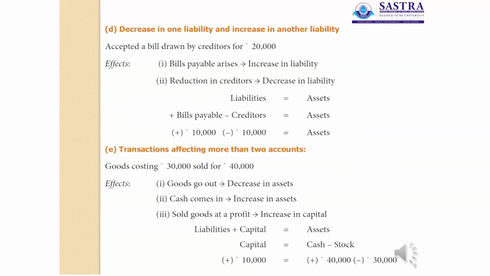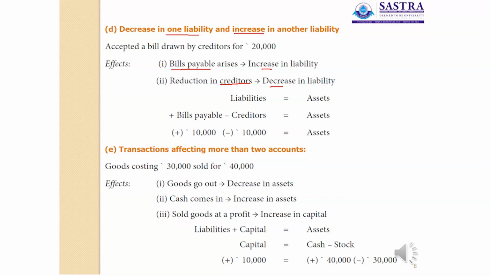The next transaction is decrease in one liability and increase in another liability. For example, accepted a bill drawn by creditors for rupees 20,000. Here what are the effects of the transaction? Accepted a bill means bills payable arises, and the creditors value decreases. Bills payable increases the liability, and the reduction in creditors is a decrease in liabilities.